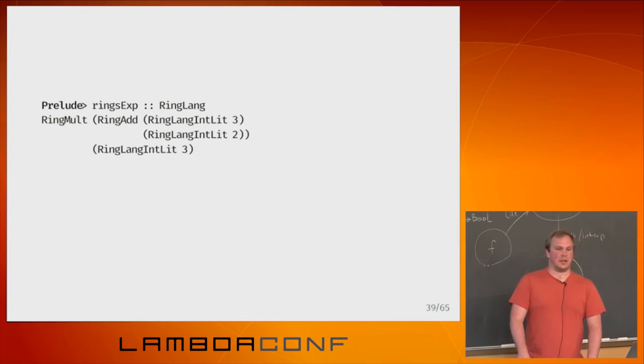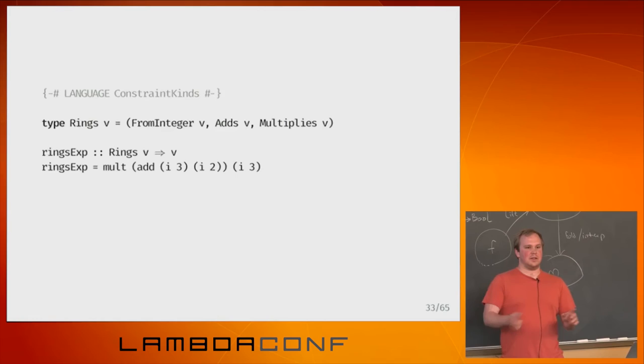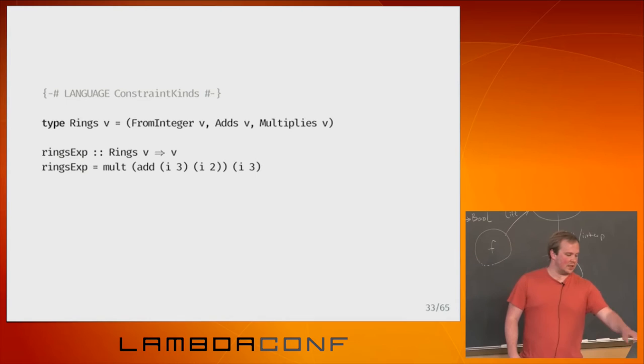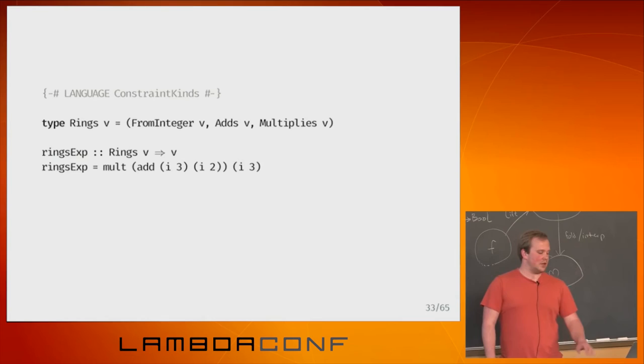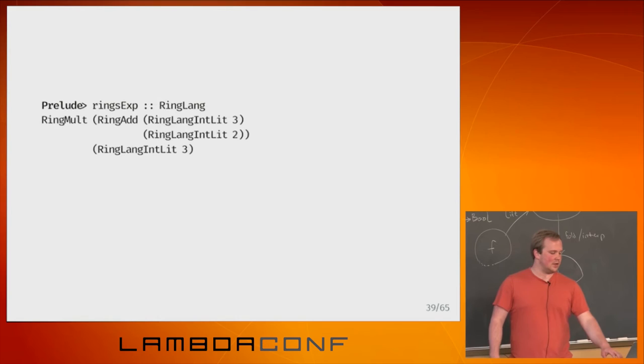And so what I really want to indicate here is that there's an exact correspondence between this type here, the FromInteger, Add, and Multiply, all of those constraints together, and that DSL that we were working with before. The same constructors are there, and if we want to take an expression of this type, Rings of V, any V that instantiates Rings, then we can instantiate V as our concrete DSL, our concrete DSL AST, and get that back immediately.